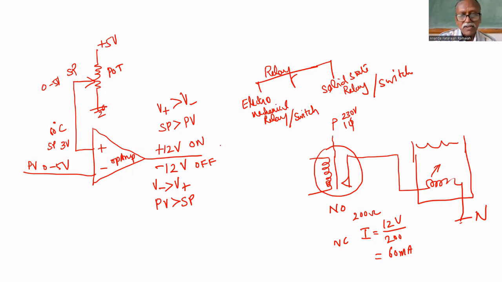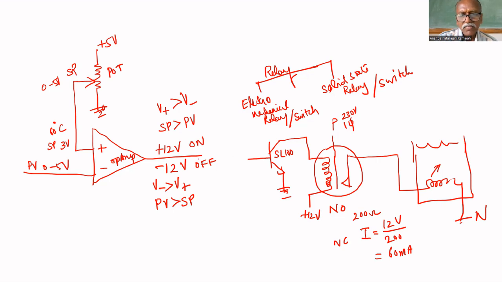60 milliampere is required. So we'll put an SL100 here as the amplifier. The collector is connected at one end, and the other end is connected to plus 12 volt. This end is grounded. So whenever 12 volt is available, this collector has to permit a current of 60 milliampere.